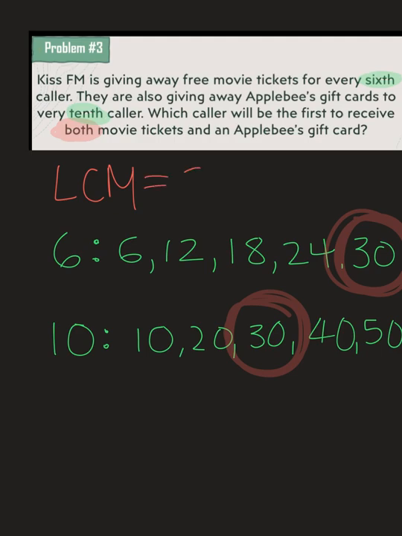So what does that tell us? Look back to our question. It says, which caller will be the first to receive both movie tickets and an Applebee's gift card? Well, caller 30 would be your answer.